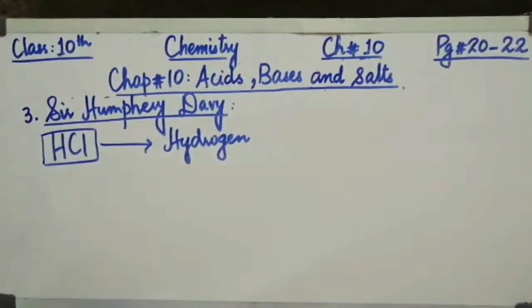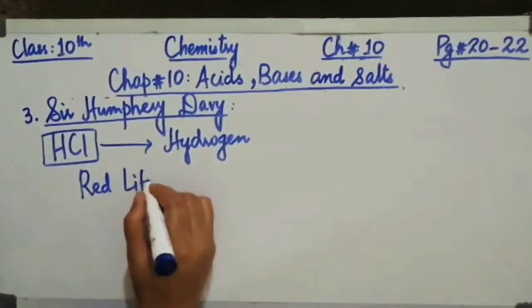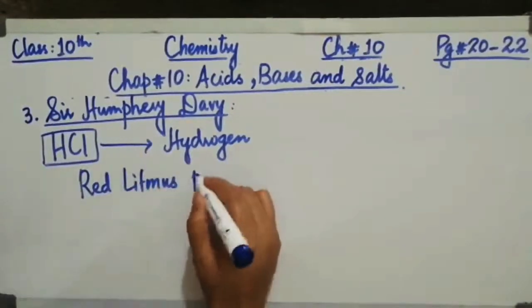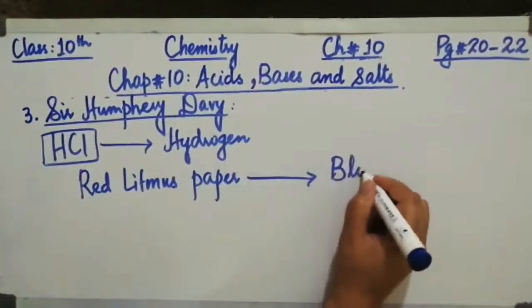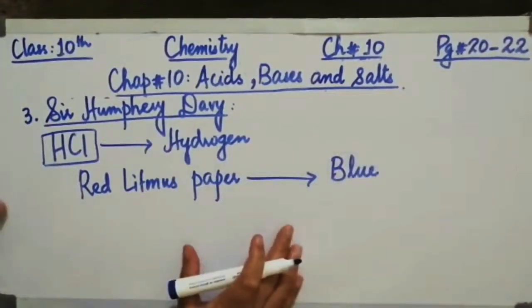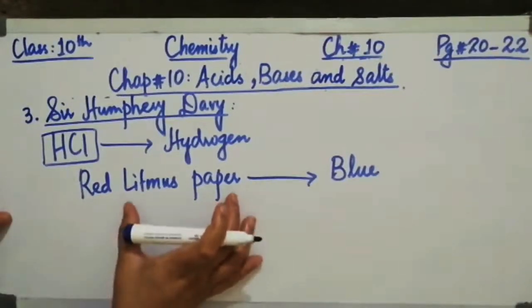Now there are some other concepts he proposed about bases as well. What are bases? All water-soluble metallic oxides, if they turn the red litmus paper, red-colored litmus paper, into blue, then this shows that the given substance in which we have dipped the litmus paper is a base.